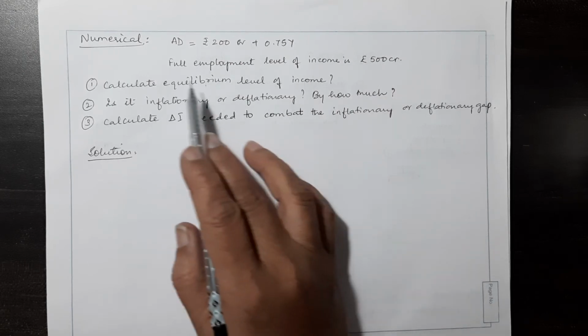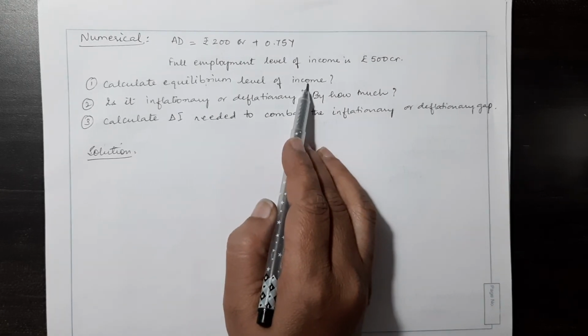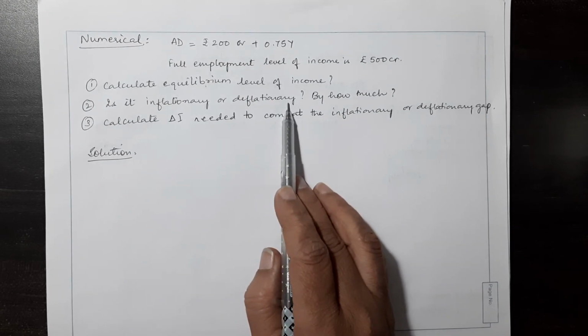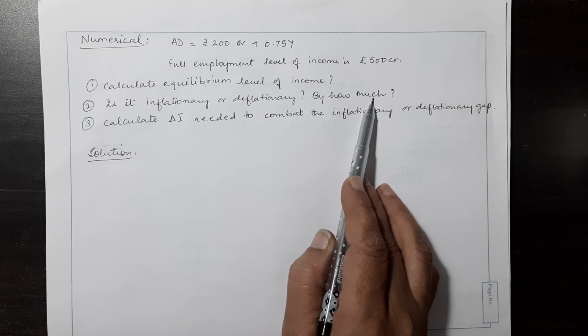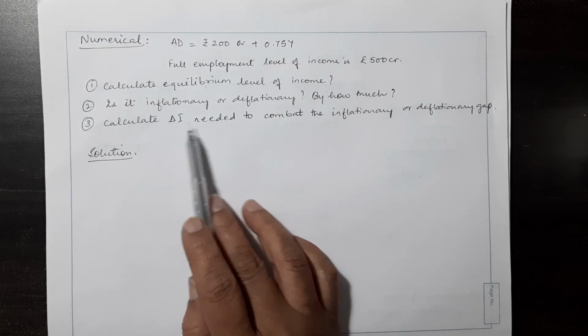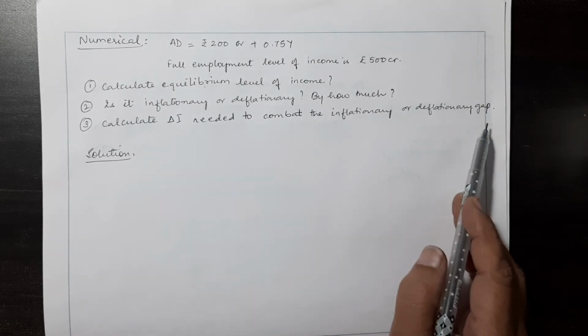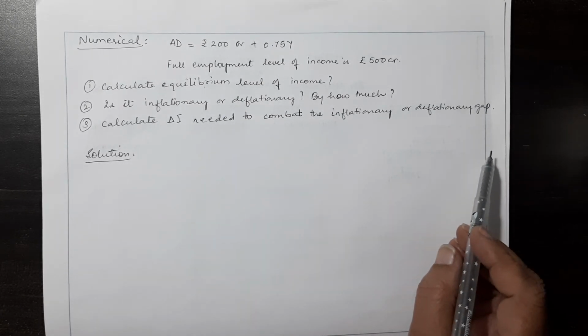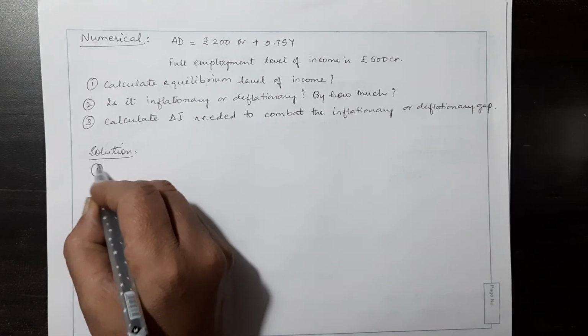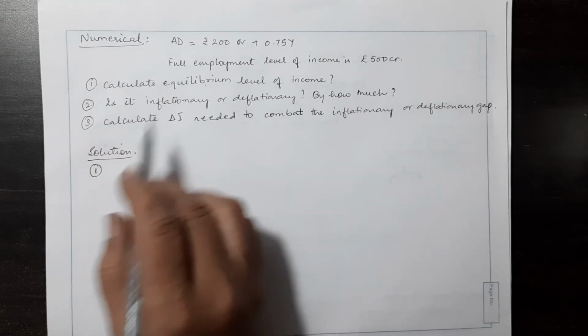Now we are expected to calculate the equilibrium level of income, and secondly, whether it is inflationary or deflationary, and by how much is the inflation or deflation. We also need to calculate the change in investment that is needed to combat the inflationary or the deflationary gap. So let's try to solve this quickly. The first question asks us to calculate the equilibrium level of output.